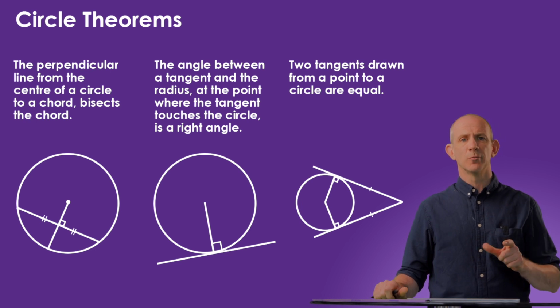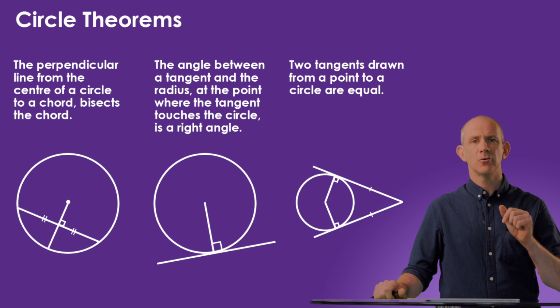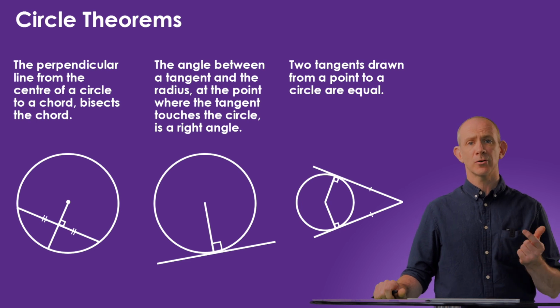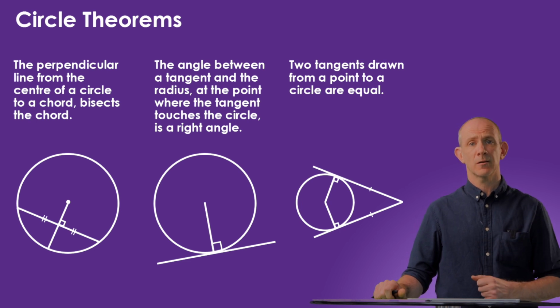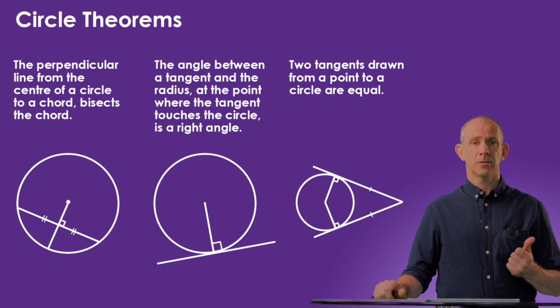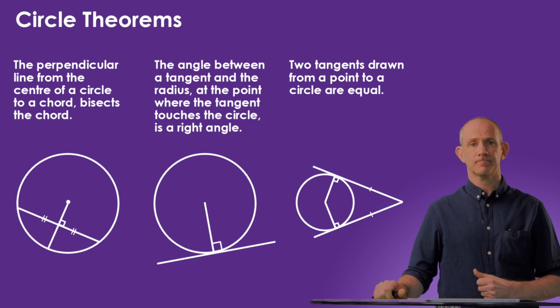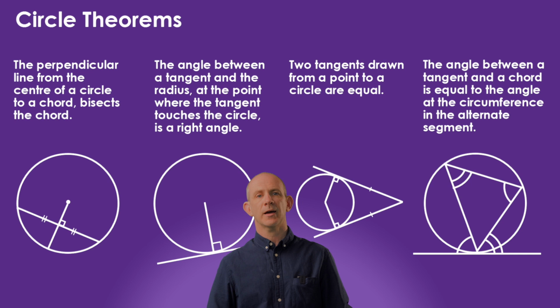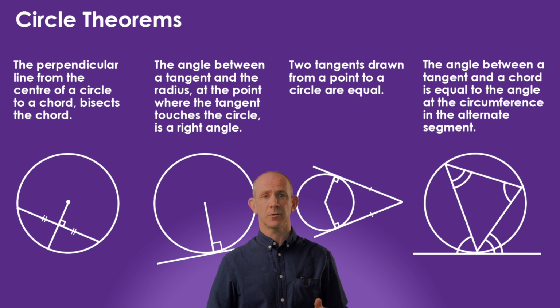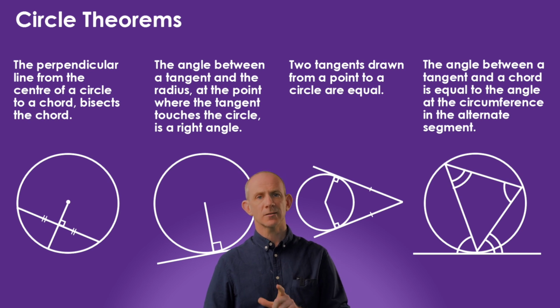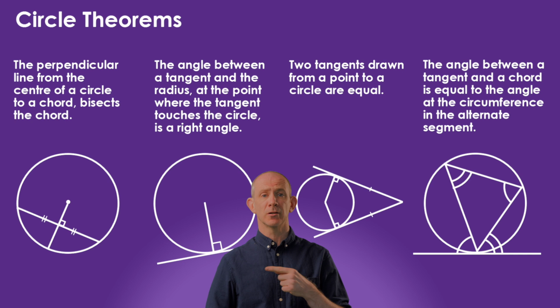We can find that this forms a kite shape, and we can use the properties of a kite in that the longer sides are going to be equal in length, as are the shorter sides, as they're both radii. Lastly, we have that the angle between a tangent and a chord is equal to the angle at the circumference in the alternate segment. In effect, the angle formed between a triangle inside the circle and the tangent outside is the same as the opposite angle inside the circle.